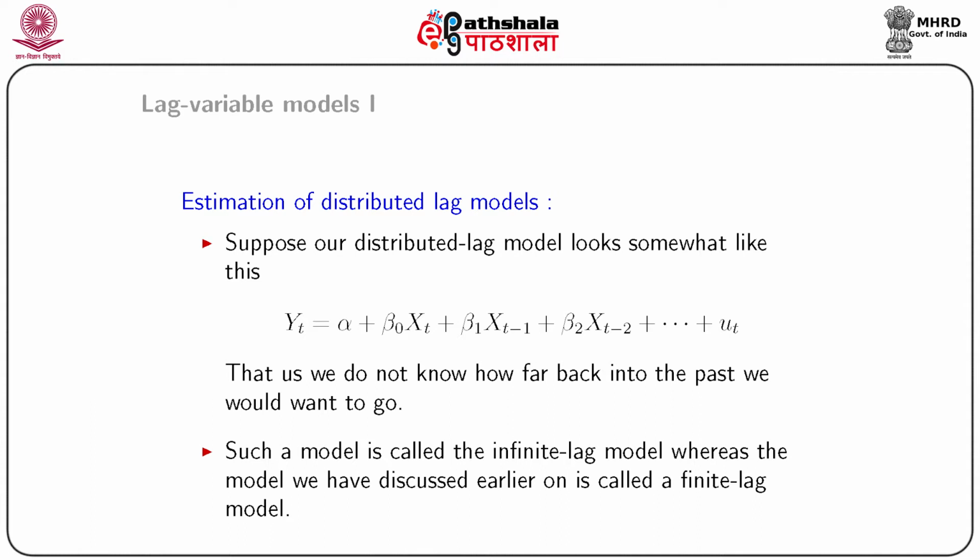Suppose our distributed lag model looks somewhat like the following expression: yt equals alpha plus beta 0 xt plus beta 1 xt minus 1 plus beta 2 xt minus 2 plus dot dot dot plus ut. We have used dots because we do not know how far back into the past we would want to go. Such a model is called an infinite lag model, whereas the model that we have earlier discussed is called a finite lag model.